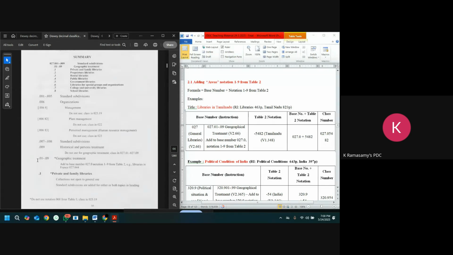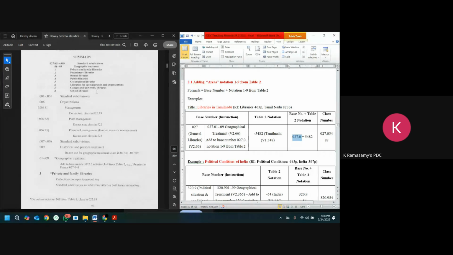Okay, here .012 .09 geographical treatment. Add to base number 027.0. What is the base number? 027.0 is the base number. To this base number, what number can be added? Notation 1 to 9 from Table 2. You go to Table 2. From 1 to 9, you take any number. That can be added to 027.0.